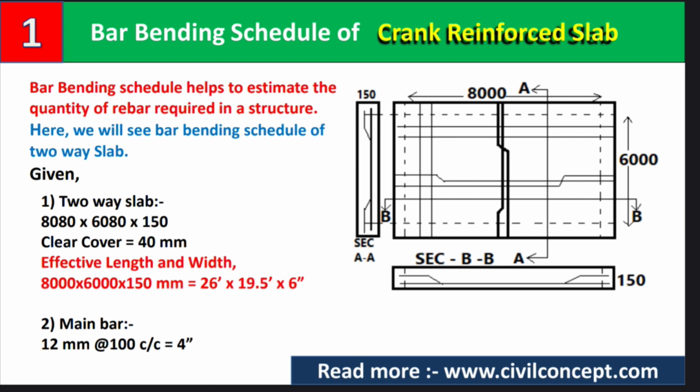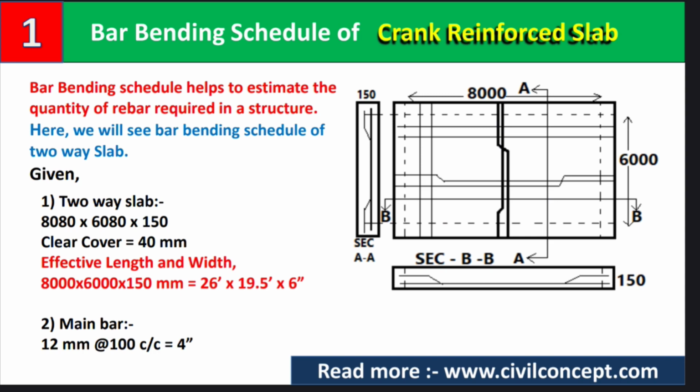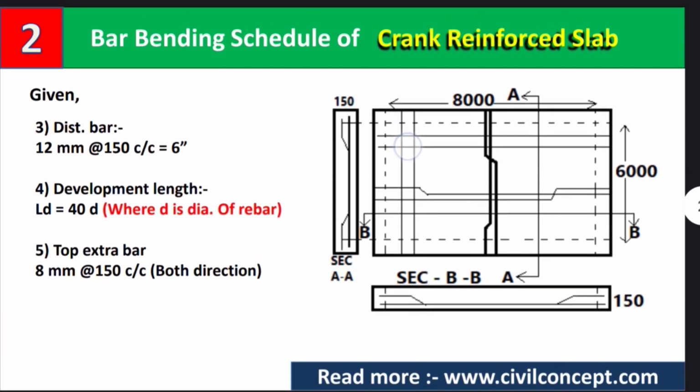In number 2, the main bars are given as 12 mm, and the center to center distance is 100 mm, which is also 4 inch. These are our main bars, and main bars are provided in the shorter span of the slab, so the center to center spacing is 4 inch. Now, for the distribution bars, 12 mm bars have been used, and the center to center spacing is 150 mm, which is also 6 inches.